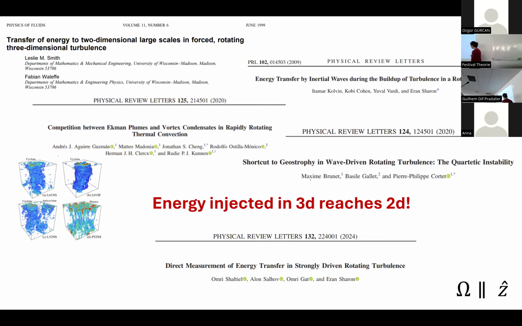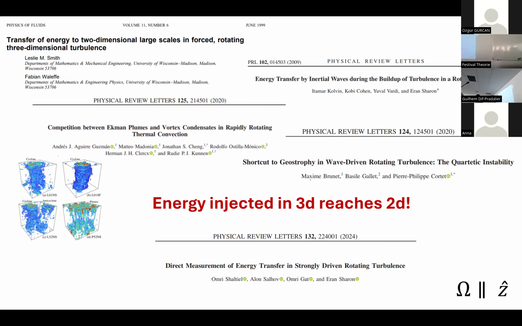It doesn't solve the puzzle because it's actually well known that even when you inject the energy into 3D modes, it still reaches 2D modes. So it's not the situation that we're injecting most of the energy in the 2D modes. It's a different situation. We're injecting the energy in 3D modes.